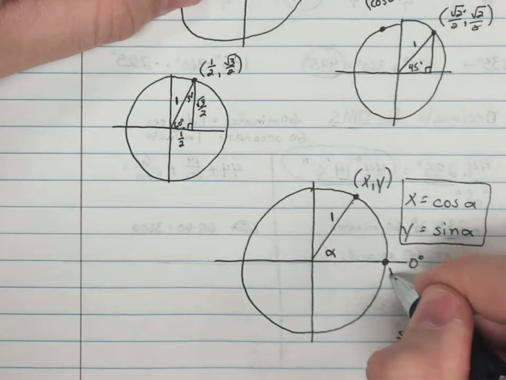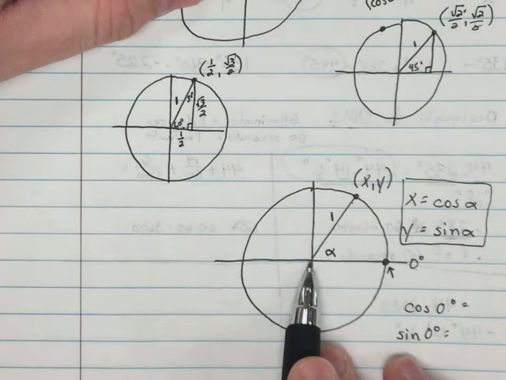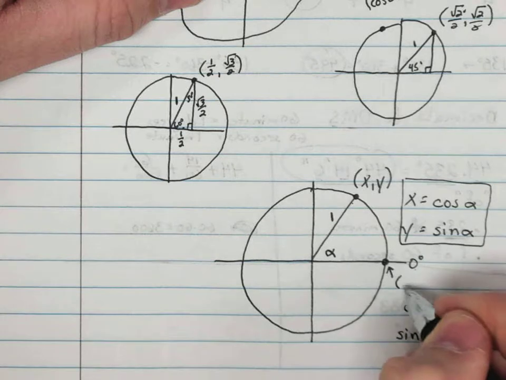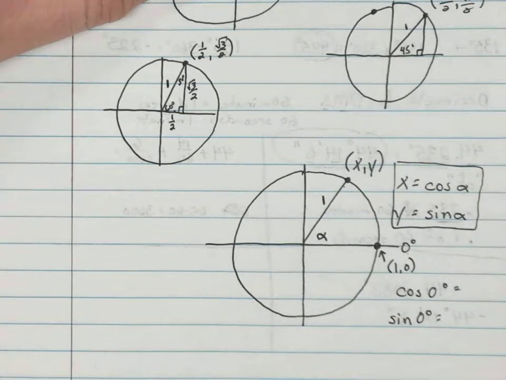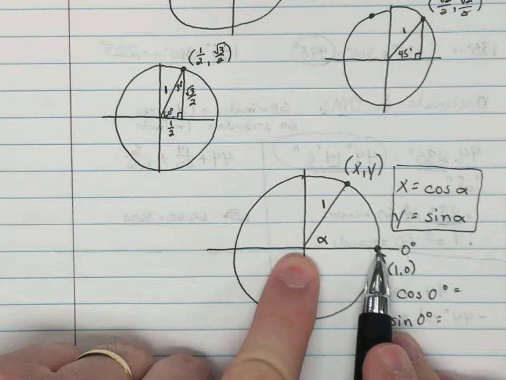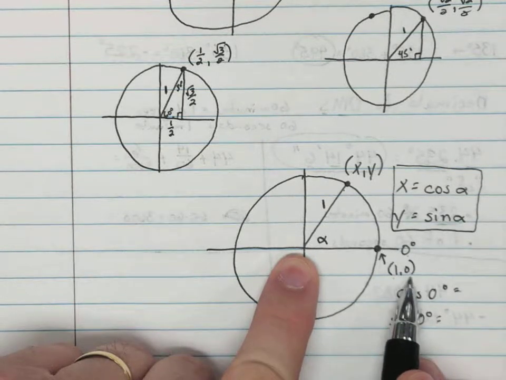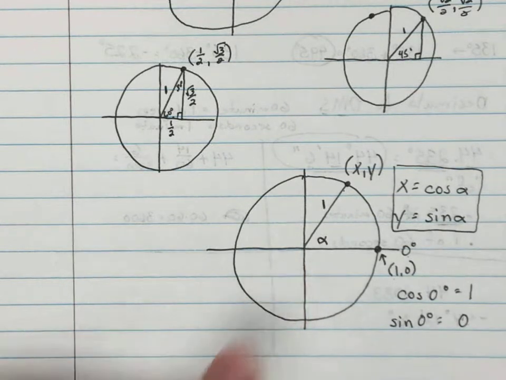Can anybody tell me what this point is? Ignore the circle. The only thing that you need to know is the distance from here to here is 1. What is this point? 1, 0. Correct? Does everybody understand that? You went out 1, you went up 0. So therefore, if I need to know what the cosine of 0 is, it's right there. If I need to know what the sine of 0 is, it's right there. Cosine of 0 is 1, the sine of 0 is 0.